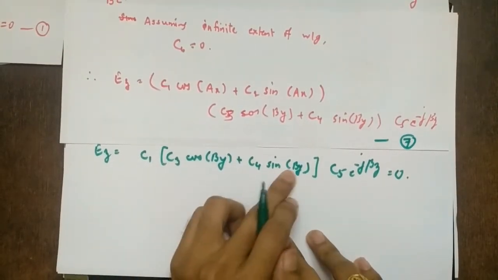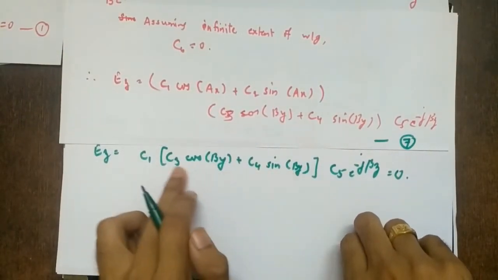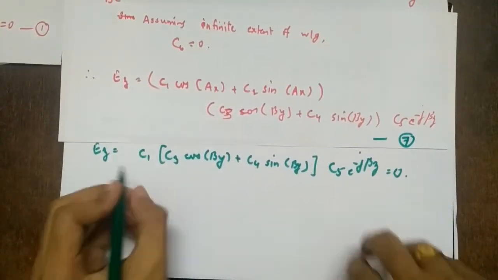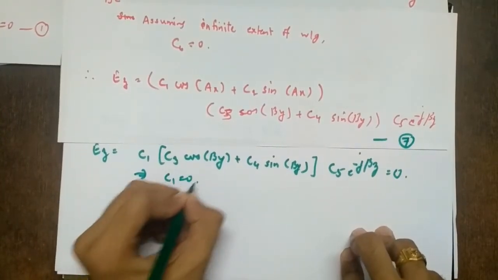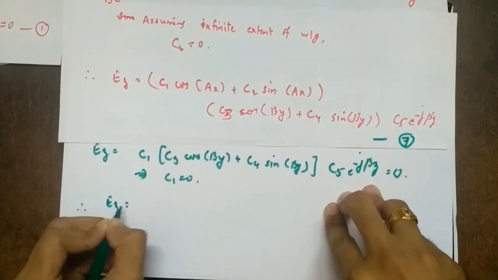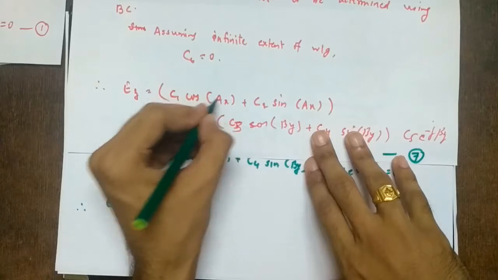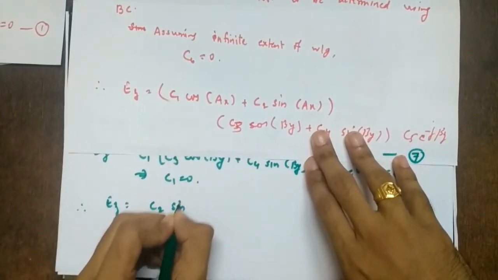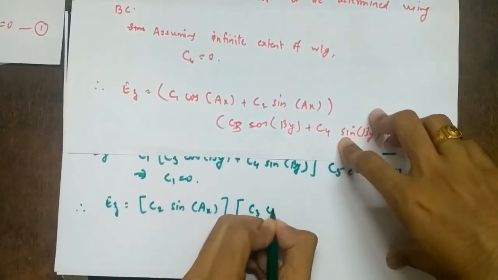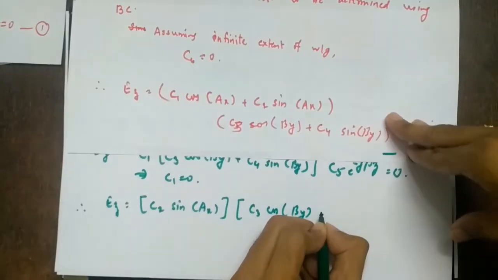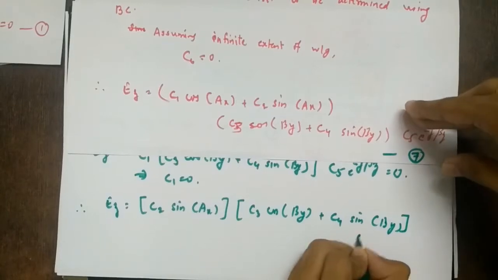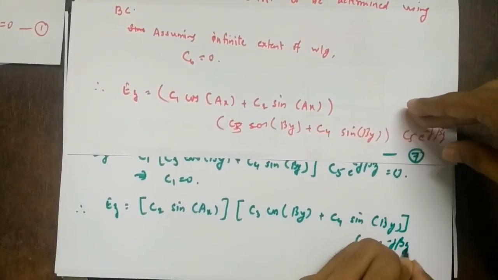Right? So we don't know the boundary conditions for this. So this cannot be 0. E raised to minus j beta z cannot be 0. So either C1 has to be 0 or C5 has to be 0. So let's say this implies C1 equal to 0. Therefore Ez equal to what? C1 is 0, so this goes away. So C2 sin of Ax into C3 cos of By plus C4 sin of By into C5 e raised to minus j beta z.